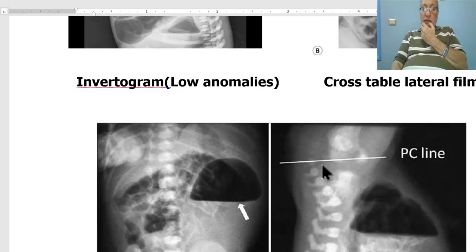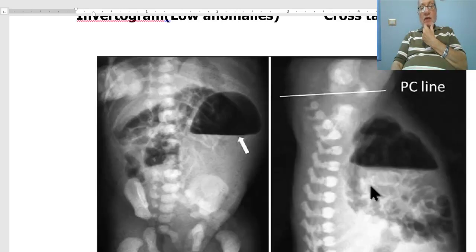This is the pubococcygeal line, and this is the air in the rectum, above the pubococcygeal line. Why above? Because here is the head and neck above, and this is the lower limb below. Therefore, this air is anatomically above the pubococcygeal line and this is a high anomaly.